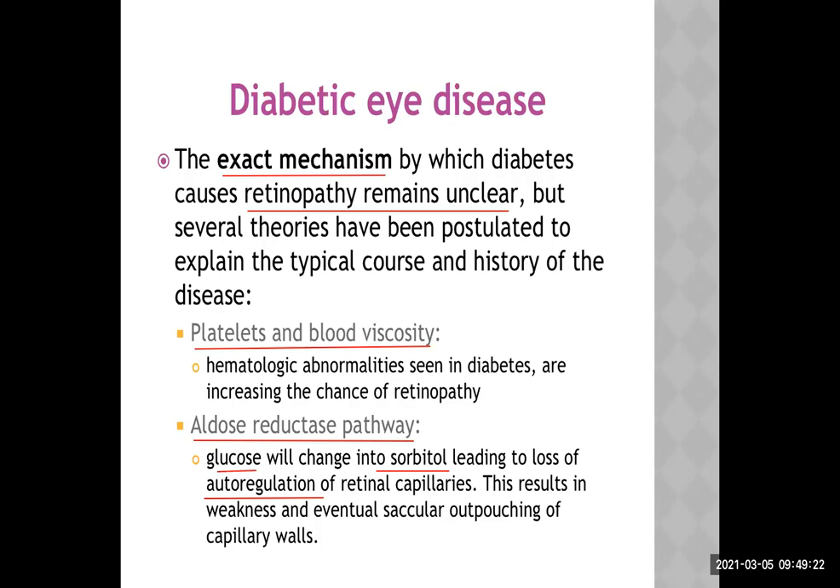There are two important stages of diabetic retinopathy. One is called background diabetic retinopathy. Another is called proliferative diabetic retinopathy. In background, the chances of aneurysm formation are very, very common. Let's move on.